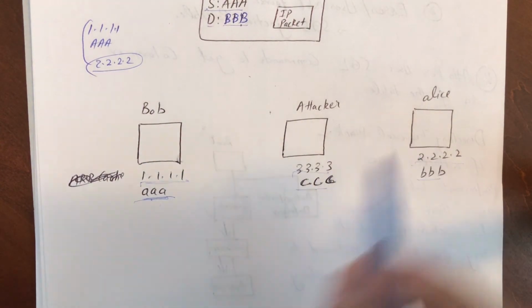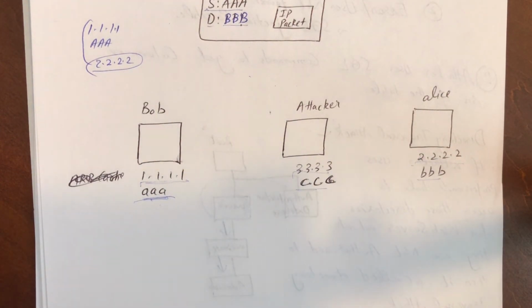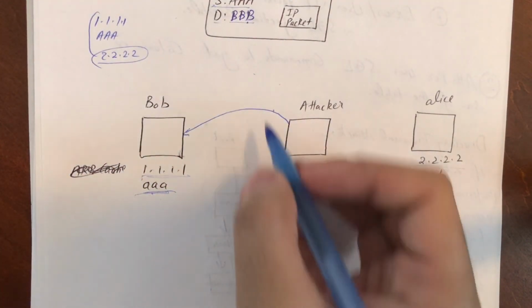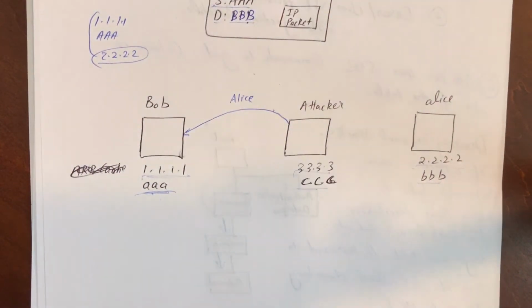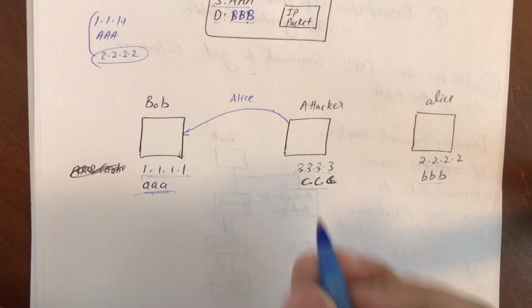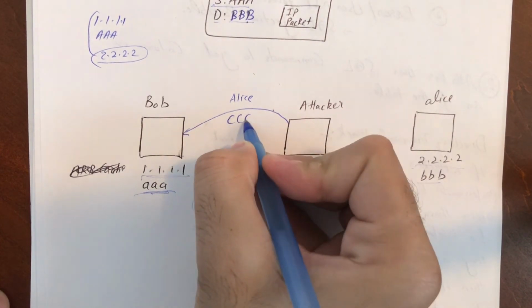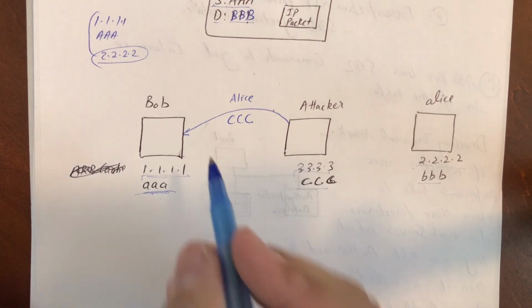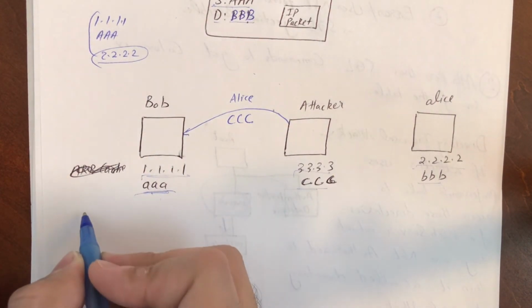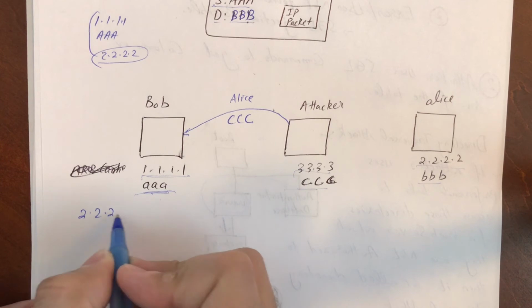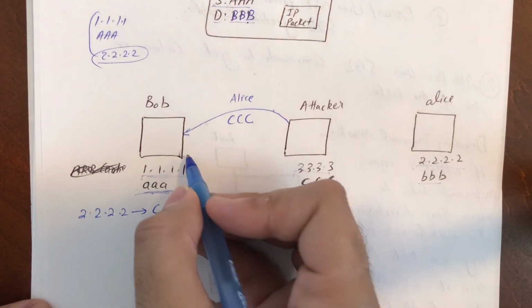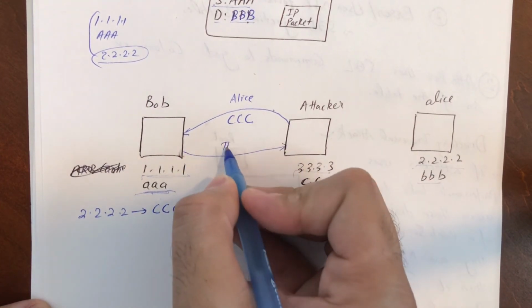Bob wants to send a message to Alice, but before Bob does that, the attacker reaches out to Bob and lets him know, hey Bob, do you know Alice's MAC address? The previous Alice which you knew is gone. The new Alice, this is her MAC address, CCC. The attacker is giving his own MAC address to Bob to trick him. Once Bob receives that, Bob will add it: 2.2.2.2 has MAC address CCC. Now Bob will say thank you to the attacker.